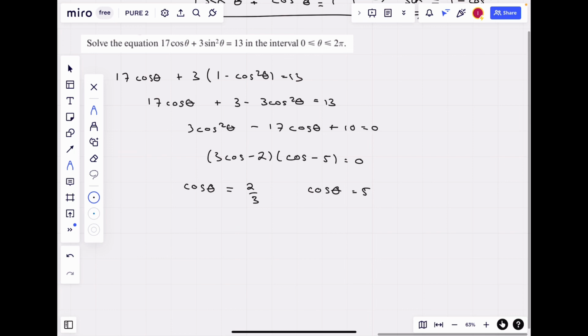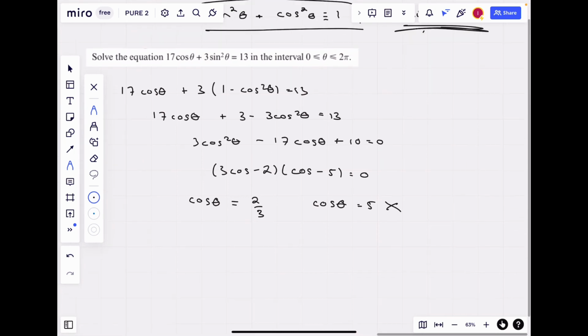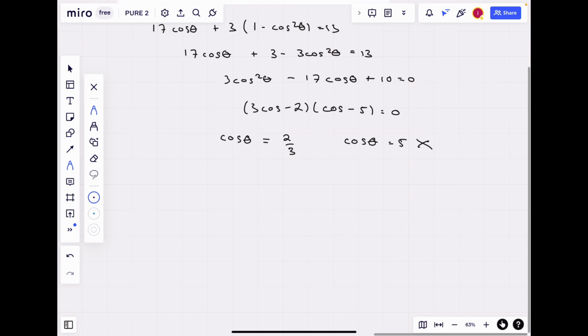One of these doesn't work, and that's this one. Doesn't work because remember, in a cos graph, the maximum value for y is 1. So that doesn't work. We're only going to use cos theta equals 2 over 3. Now, when we do cos minus 1 of 2 over 3, theta equals 0.841 radians.